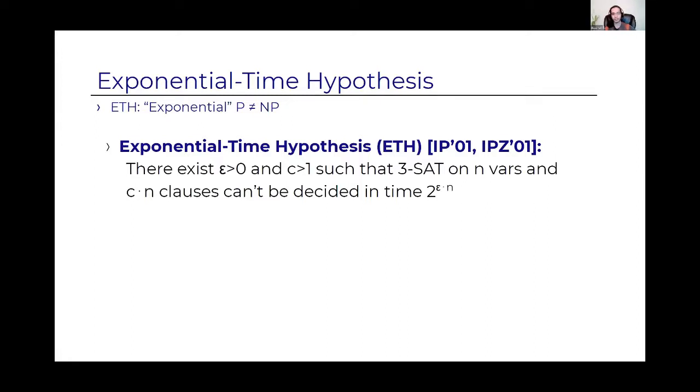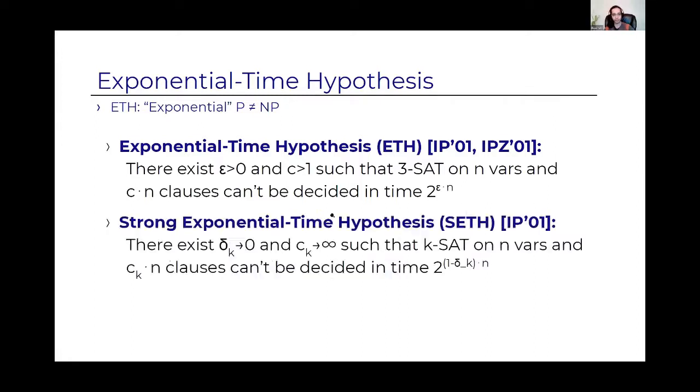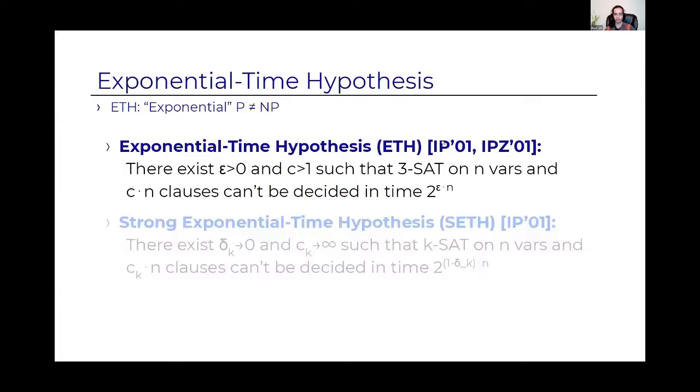And I'd like to distinguish it right off the bat from the strong exponential time hypothesis, SETH, which says that the lower bound is essentially 2 to the 0.99n for k-SAT, where k is sufficiently large. And I'm distinguishing it because I don't care about SETH in this talk. I only care about the weak version, which asserts a lower bound of 2 to the epsilon n.